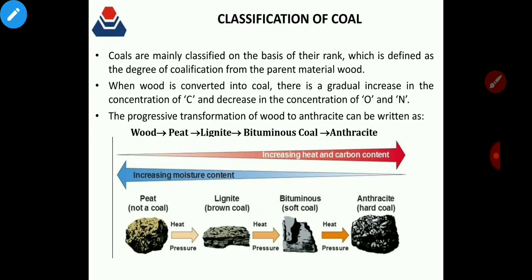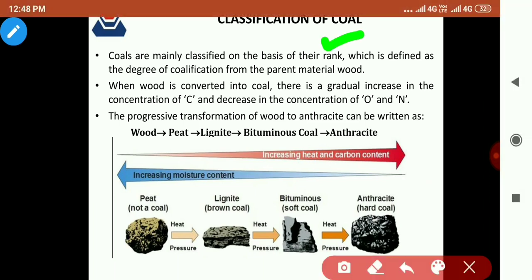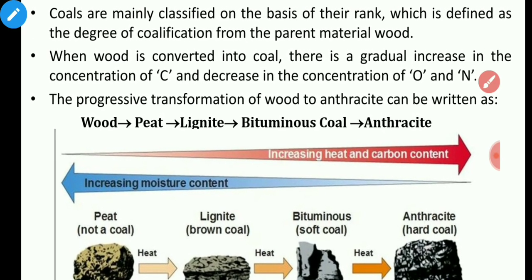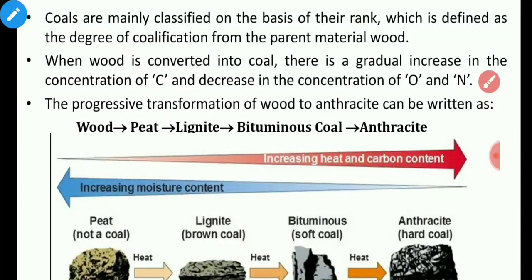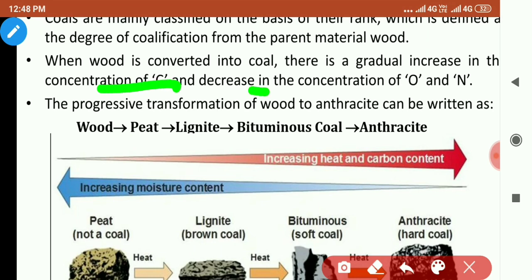How do we classify the coals? Coals are mainly classified on the basis of their ranking, and the ranking defines the degree of coalification from the parent material, wood. When wood is converted into coal, as we have already discussed, there is a gradual increase in the concentration of carbon and a decrease in the concentration of oxygen and nitrogen. In that way, we define the ranking of the coal. As the concentration of carbon content increases, its quality increases.